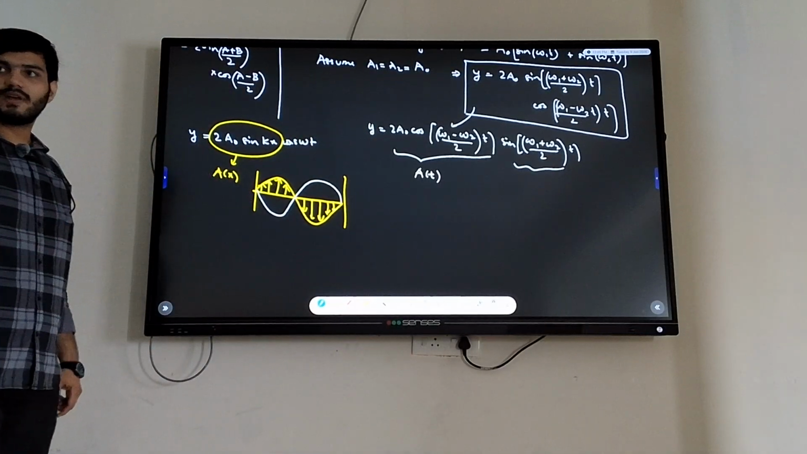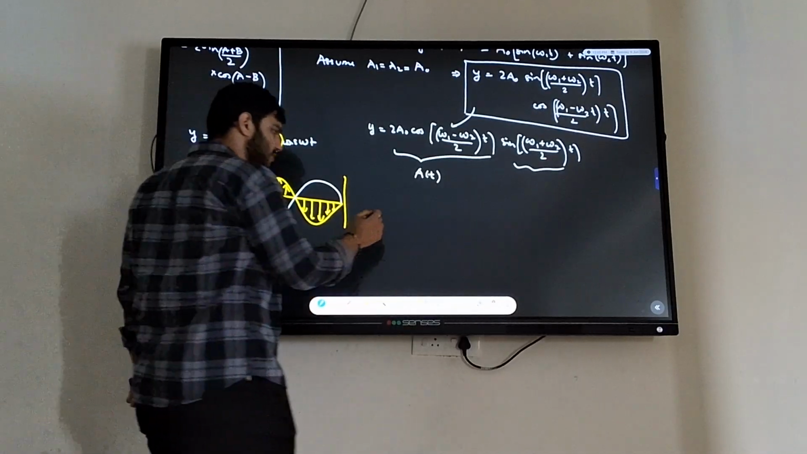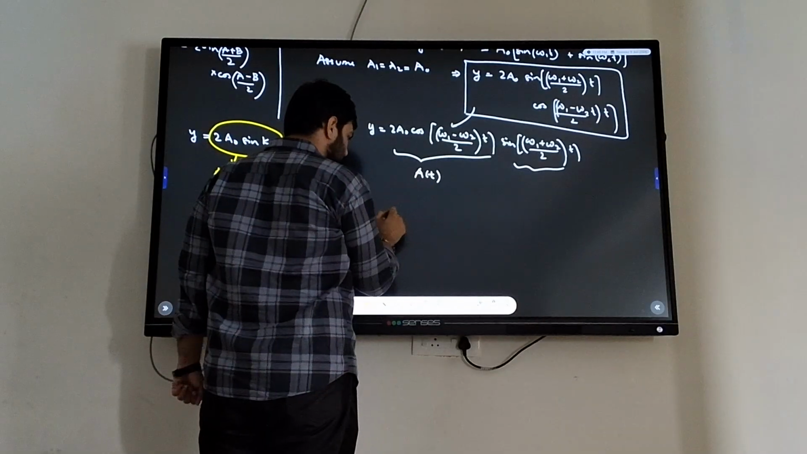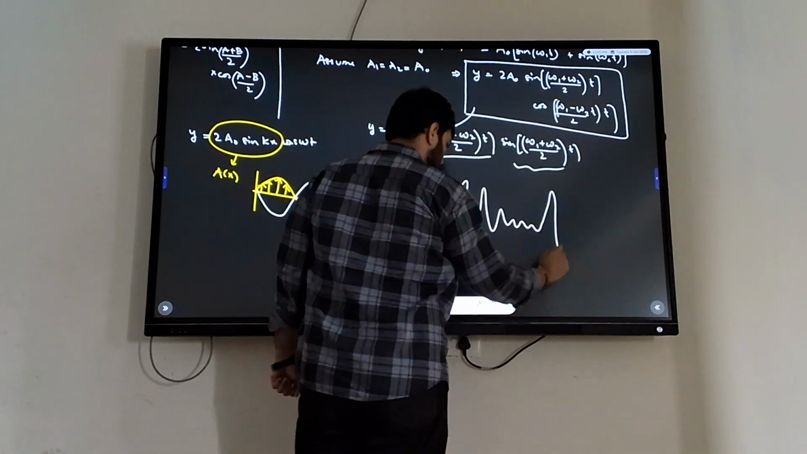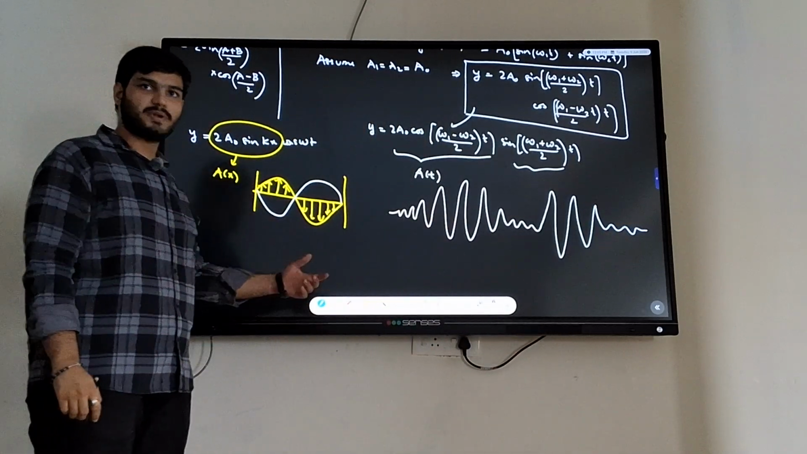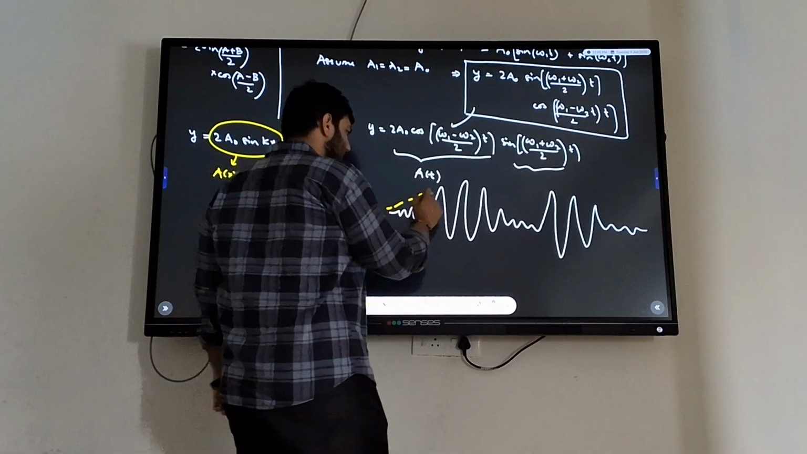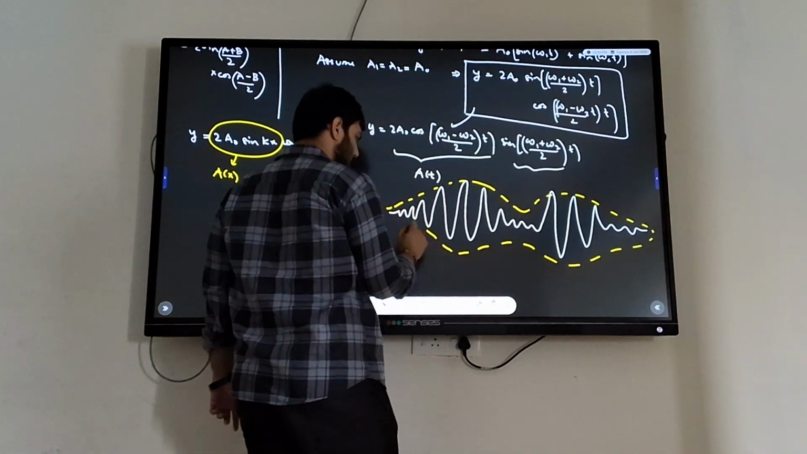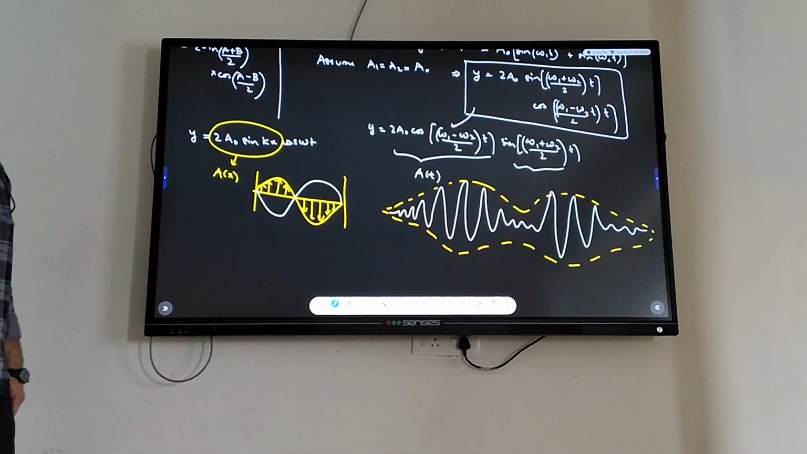And how does the beat look? Yesterday I made a diagram: increase, decrease, increase, decrease. At some positions it increases, and it looks something like this. This is how beats are formed. It keeps on changing with time as well. This is how the pattern looks. Does it make sense to you?